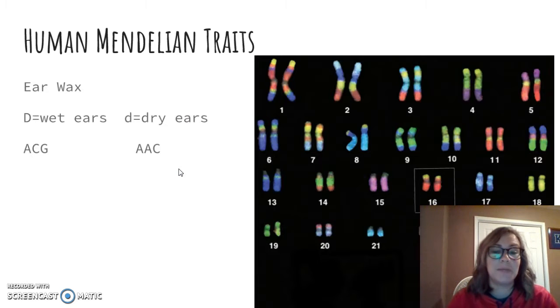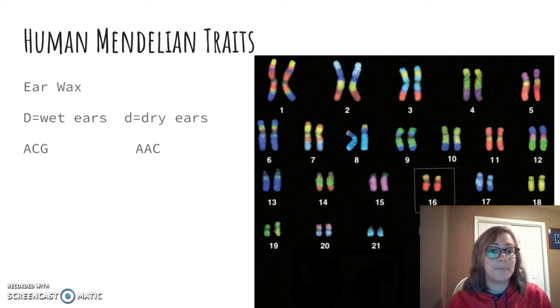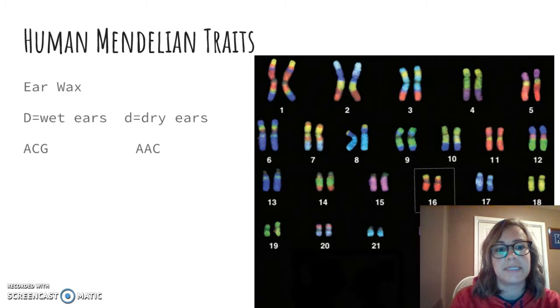Now, one human Mendelian trait that's really quite interesting and strange is that of earwax. So whether or not you have really waxy ears is determined on the 16th chromosome. And we get a gene. We can either get the dominant gene, which we give a brief letter to show it is big D. So we show that by big D's, meaning that it's going to have wet ears.